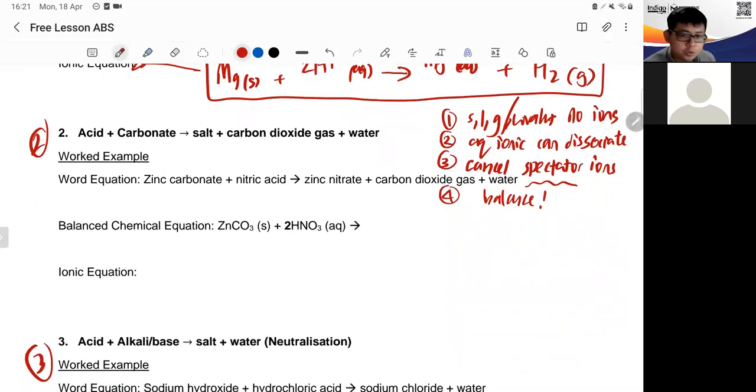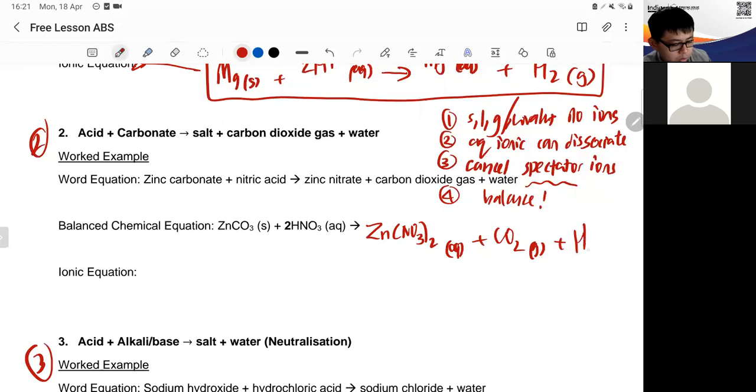Carbonate plus acid gives you salt, water, carbon dioxide gas. So zinc nitrate, please remember the formula. All nitrates are soluble, carbon dioxide gas, and water. Can you see the state symbols are pretty important, because once I give you the state symbols, I'm hinting to you what kind of thought process you must come up with for converting it into the ionic equation. So I'm just going to give you the ionic equation. You can figure out for yourself how this came about.